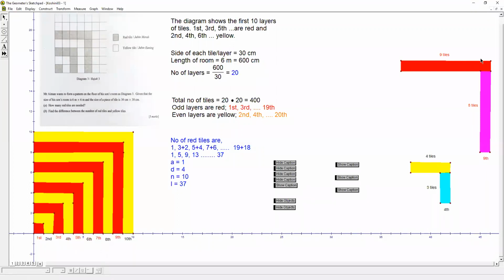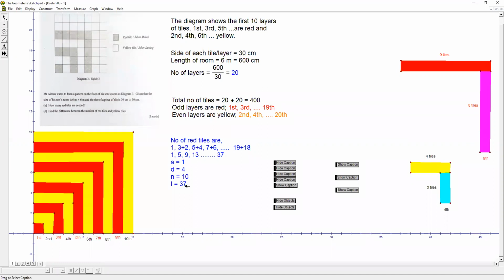The horizontal number of tiles is altogether 9, because it's the ninth layer. But the vertical part of the L shape has only 8 tiles, because the corner one I cut out and give to the top. So you count the horizontal one, which is equal to the layer number, and the vertical one is one less than the horizontal one, because the corner one you cannot count 2 times. You just give it to the top one and you just take it.